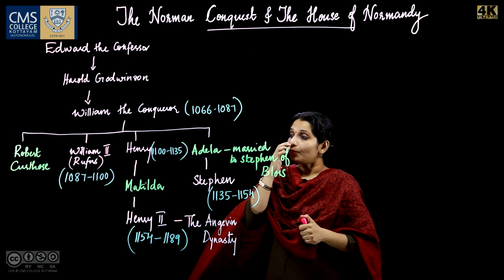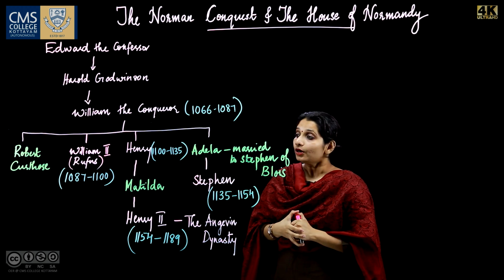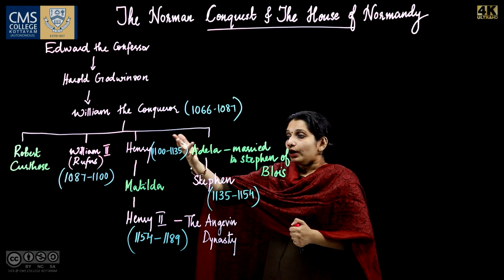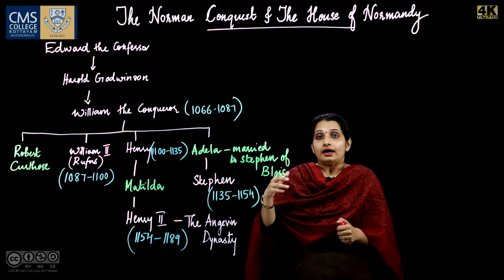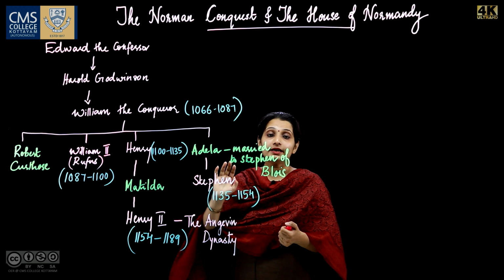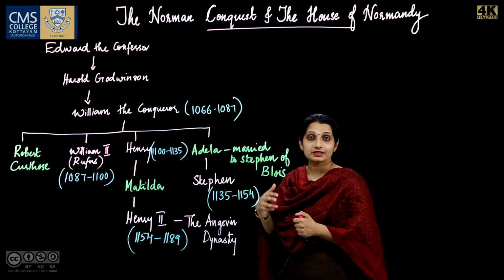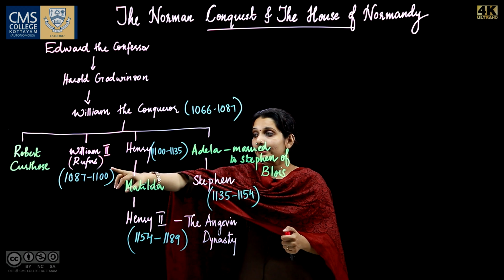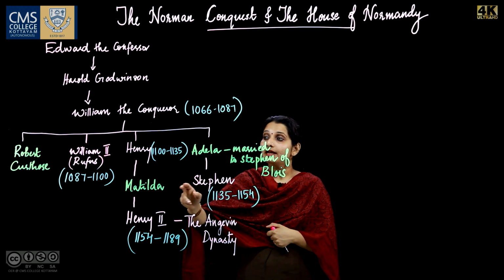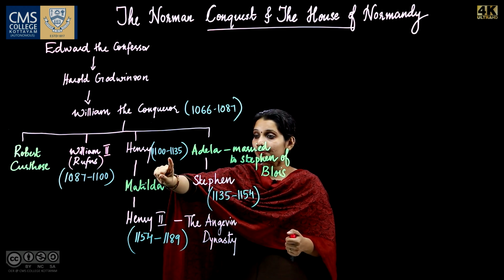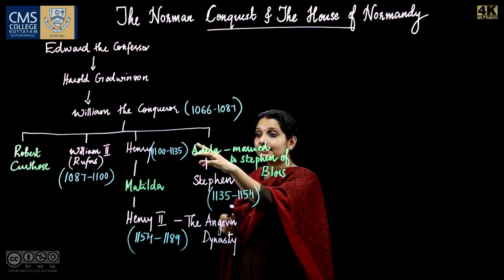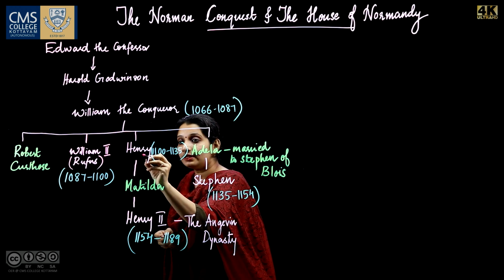So, both Robert Curthose and William II were envious about each other and their respective lands. Henry, the third son, was a man of good business acumen, and he acquired a large portion of Normandy from his brother Robert. William died in a hunting accident in the year 1100, and thus the kingship passed to Henry, and Henry ascended the throne of England in 1100 as Henry I.